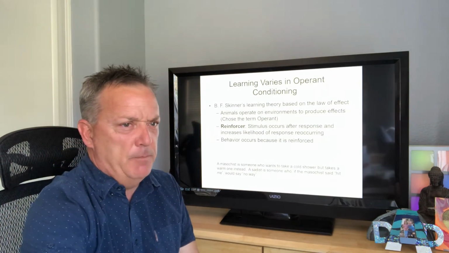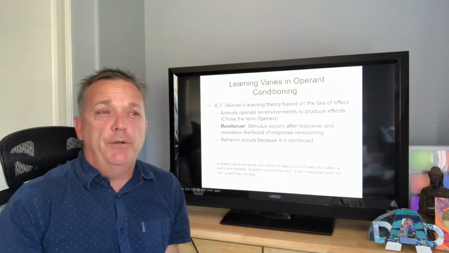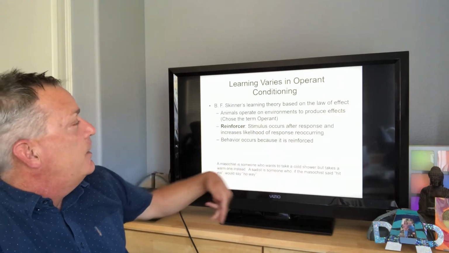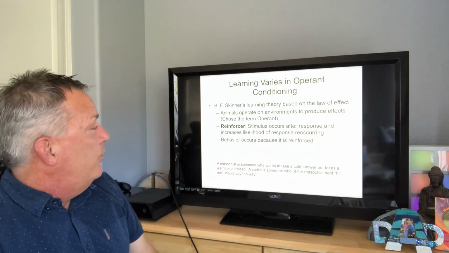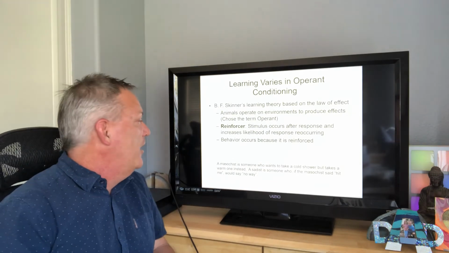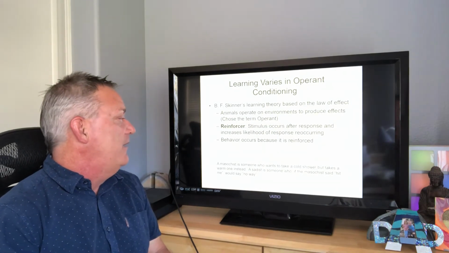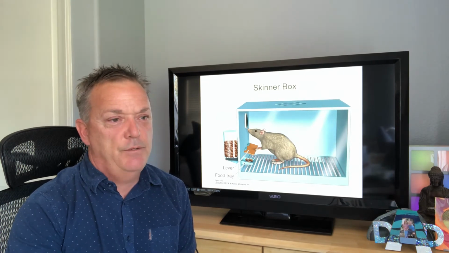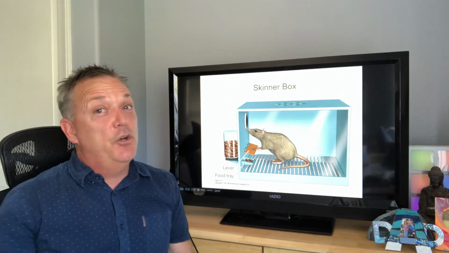We have Skinner's learning theory based on the law of effect. Animals operate on environments to produce effects, and he chose the term operant, right? And then the idea of a reinforcer, that's a stimulus that occurs after a response and increases the likelihood of a response reoccurring. Behavior occurs because it is reinforced. That's funny. A masochist is someone who wants to take a cold shower but takes a warm one instead. And a sadist is someone who, if the masochist said, hit me, would say, no way. And there's the Skinner box. Press lever, get food, gonna press lever. Press lever, get shocked, no pressing the lever.